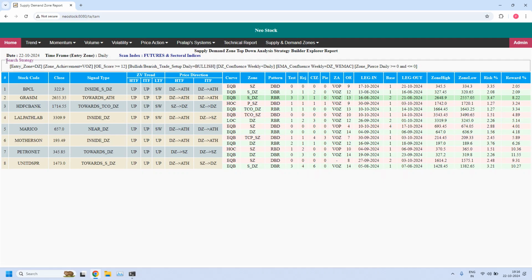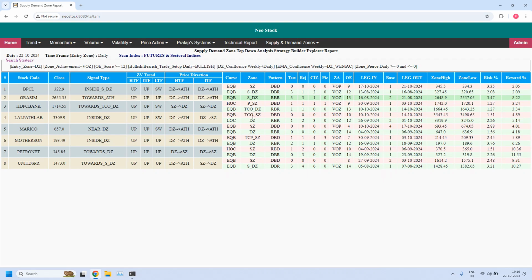How am I able to identify it? With the help of the search strategy. Always look into the search strategy. If we make any mistakes, we can identify them. Now 8 stocks are filtered. All these 8 stocks are high probability setup stocks, because the daily zone is part of the weekly zone, and the weekly demand zone is having weekly EMA confluence, and it is a bullish trade setup for monthly income trade.